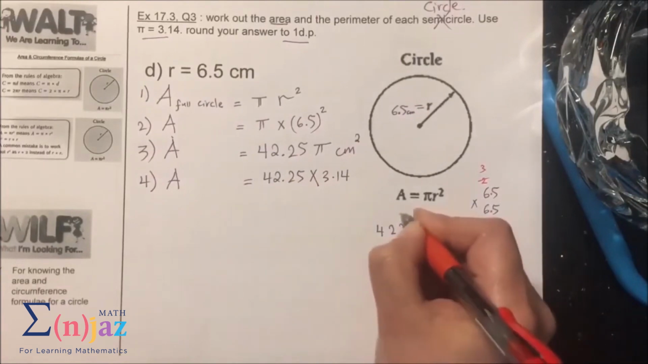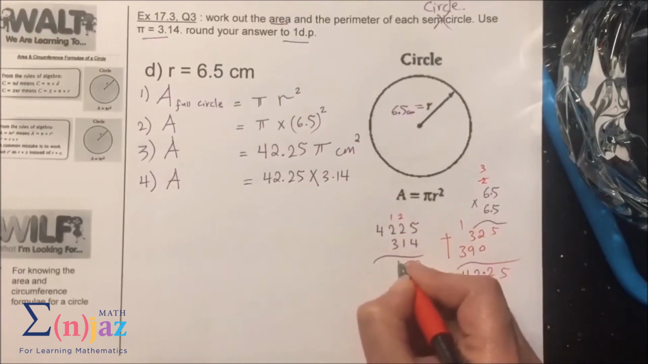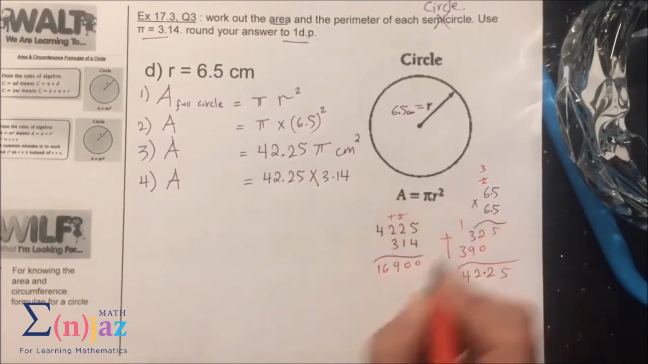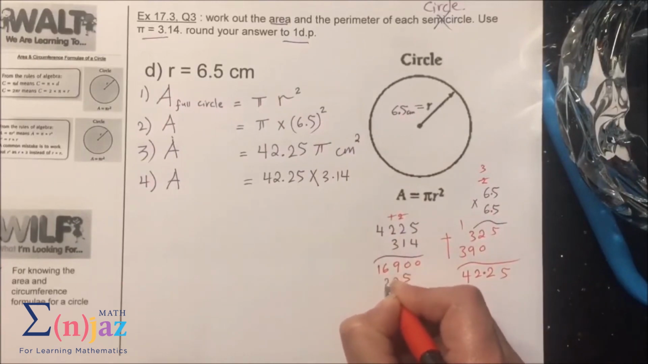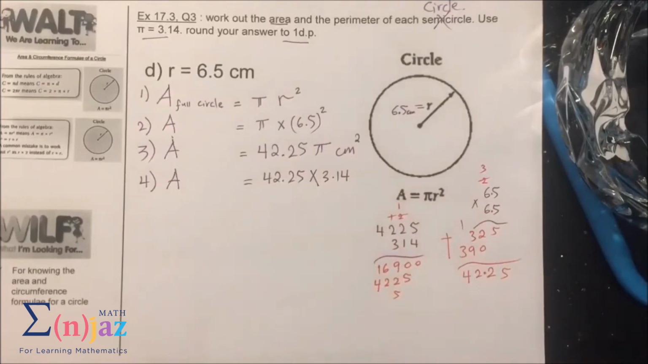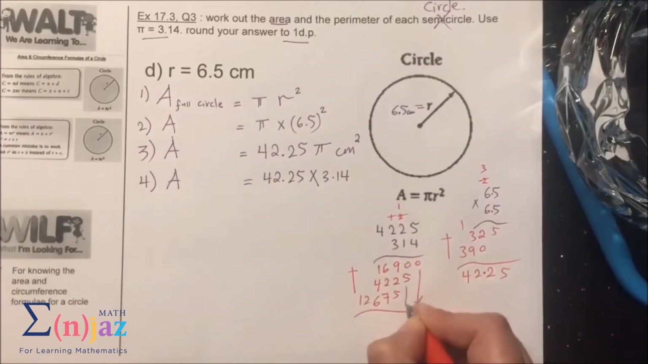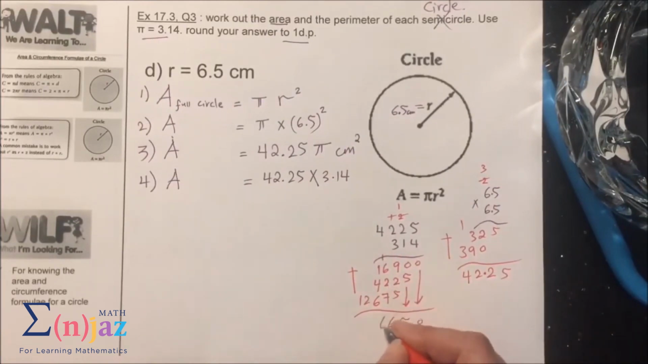4 times 5 is 20, 4 times 2 is 8, plus 2 is 10, 4 times 2 is 8, plus 1 is 9, 4 times 4 is 16, cross them out. 1 times 5 is 5, 1 times 2 is 2, 1 times 2 is 2, 1 times 4 is 4. 3 times 5 is 15, 3 times 2 is 6, plus 1 is 7, 3 times 2 is 6, and 3 times 4 is 12, add 0, 5, 9 plus 2 is 11, 11 plus 5 is 16, 1 plus 6 is 7, 7 plus 2 is 9, 9 plus 7 is 16, 1 plus 1 is 2, 2 plus 4 is 6, 6 plus 6 is 12, 1 plus 2 is 3, and 1.